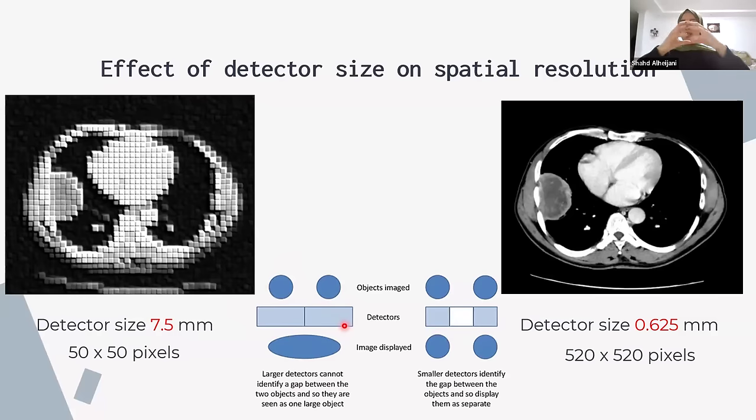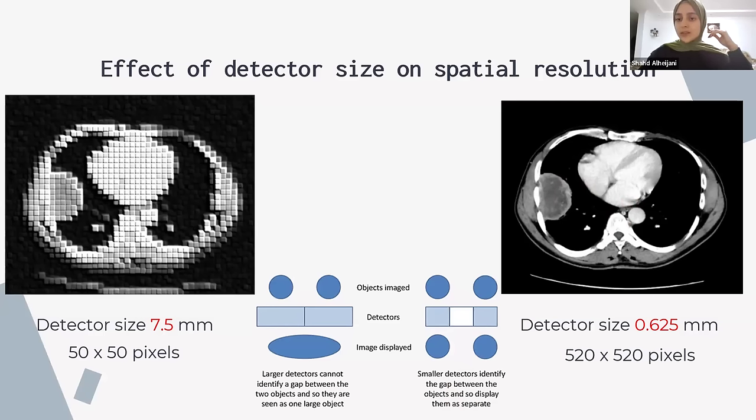It will consider them as one large object. Hence, in this CT, you will see that you have larger squares or larger pixels. In this case, on the other hand, you have a smaller detector size, so it can see that there is a gap between them. So it will see the small details. You can display the objects as separate. So here you have a clearer CT image.